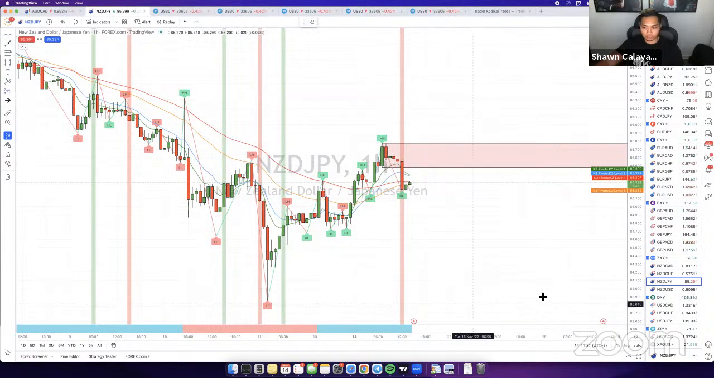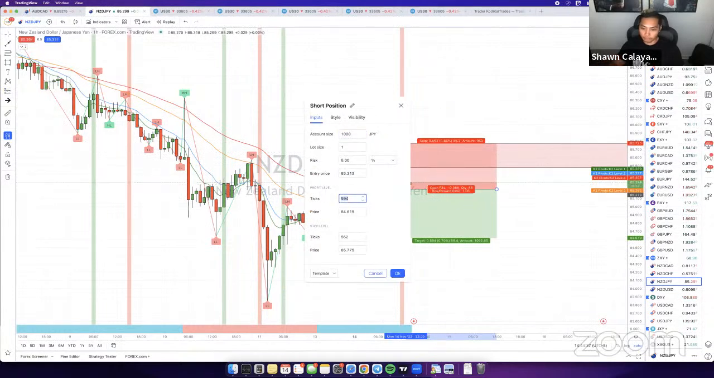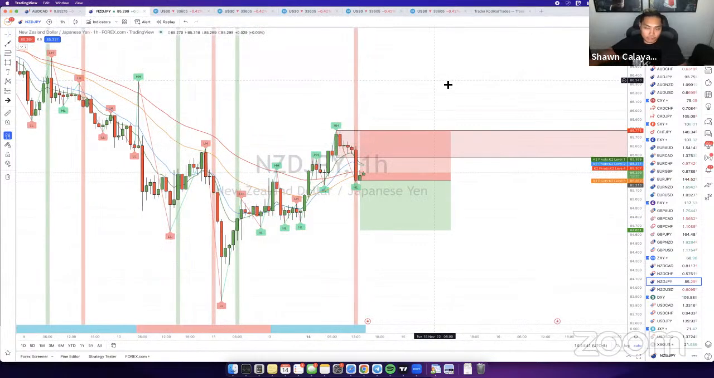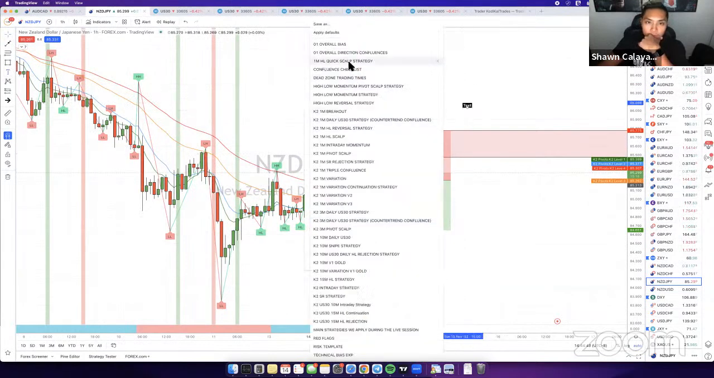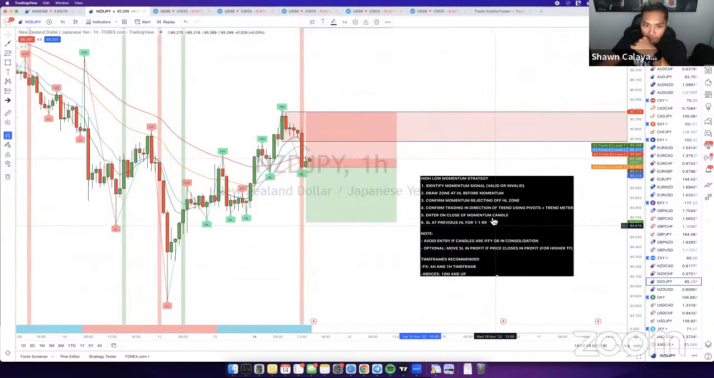There's an entry that's currently running right now. This is real time. Okay, so I mentioned I was going to show you guys the high-level momentum strategy right here. So let me go over here real quick and show you. This is a real entry that's running right now. I'll show you what I'm looking for. So basically right here for NZD JPY, we're going to look over.